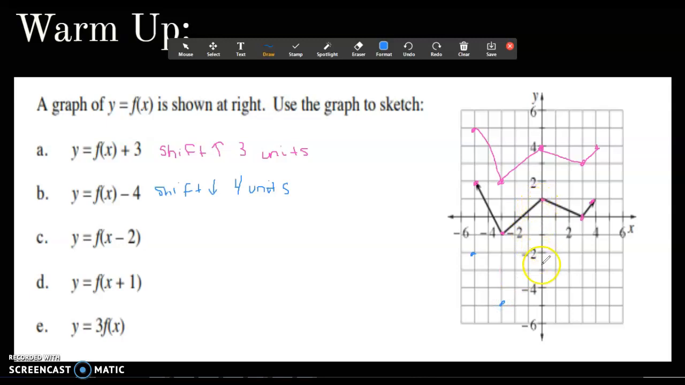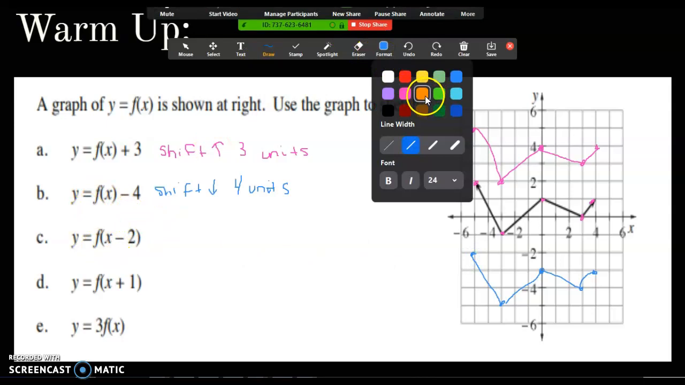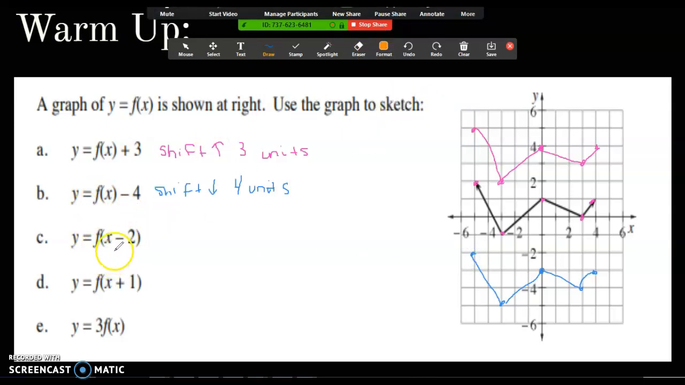This point at 1 is going to be at -3. This point at 0 is going to be at -4. And this point at 1 will be at -3. So our shift down 4 units is going to look like so. That's how it's going to transform the graph. Now let me change the color again. Let's look at this one.